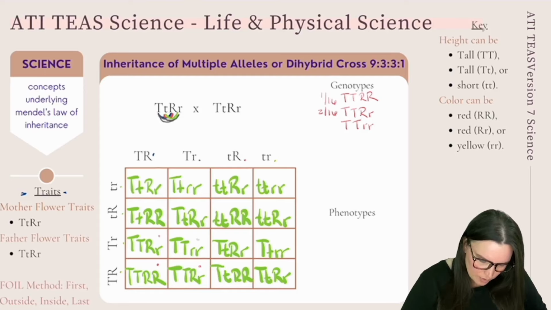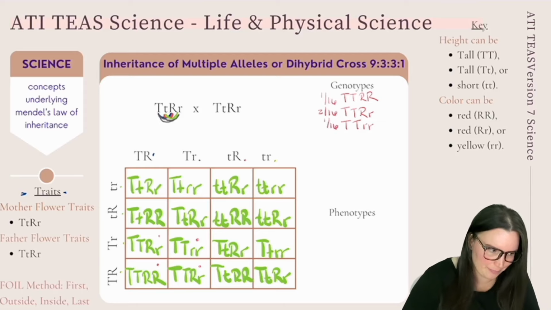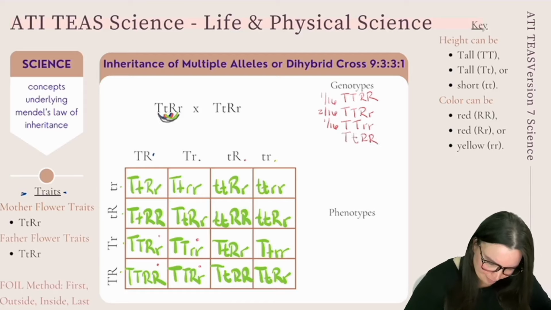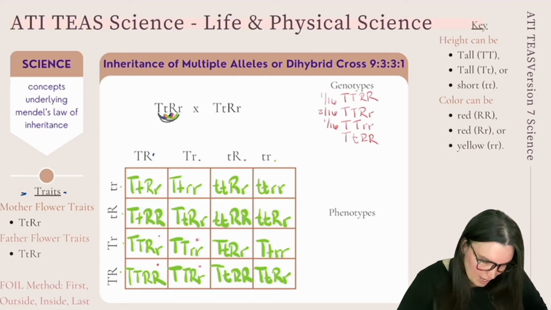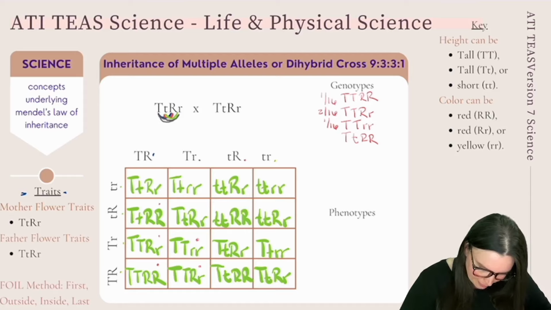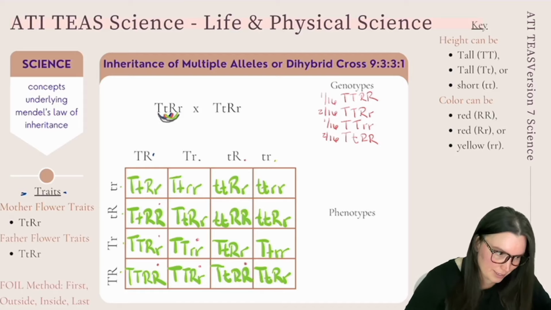And we only have one of those. It's right here. Big T, little r. So we have 1/16. Next, taking a look at our big T, little t, big R. We have two. So here's one. Oh, look at that. And there's two. So we have 2/16 of that.